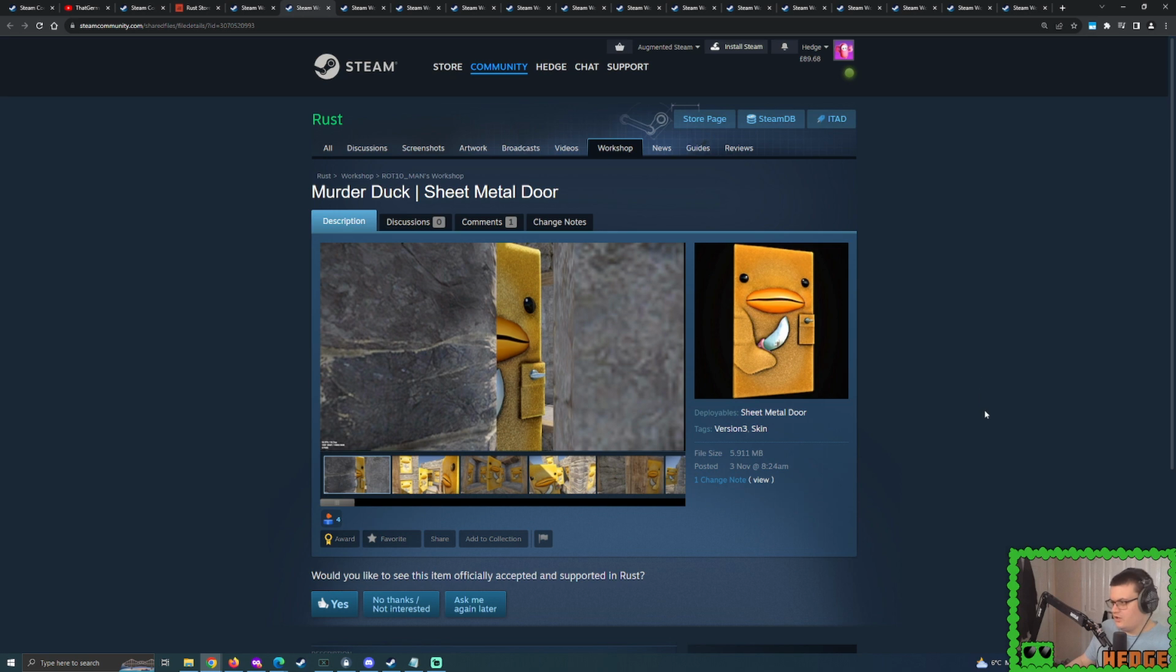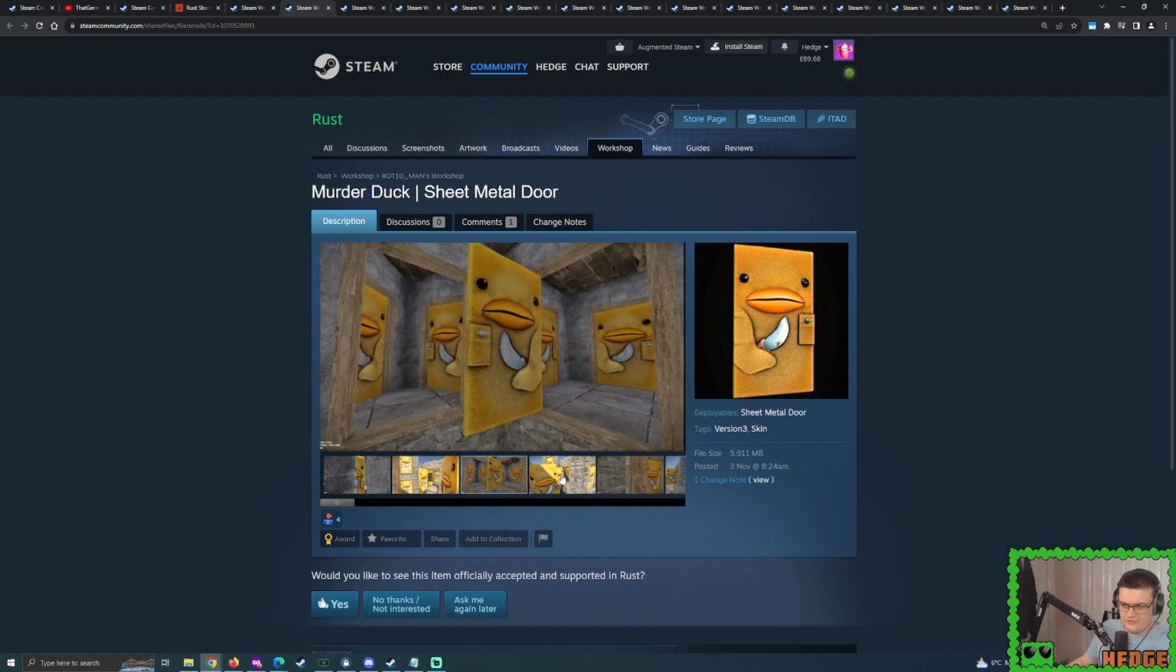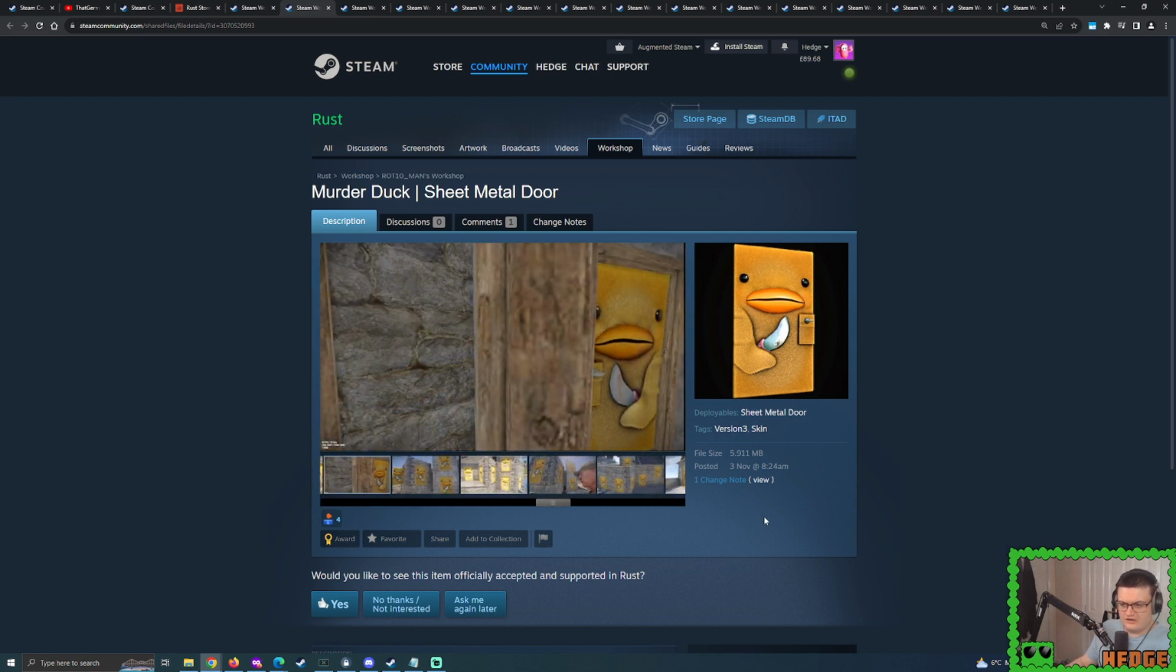Uh-oh. Oh no. Hide. He's seen you. It's Murder Ducky. Murder Ducky's back. Murder Ducky's been turned into a door. Oh no, he's got a sharp blade. He's going to get you. Or, well, I mean, if he's locked, then I don't think he can move.